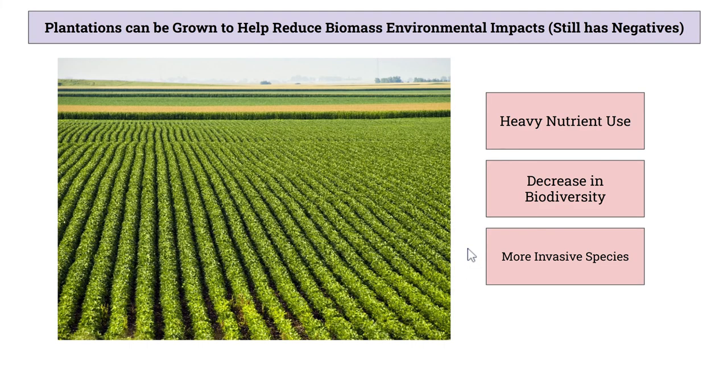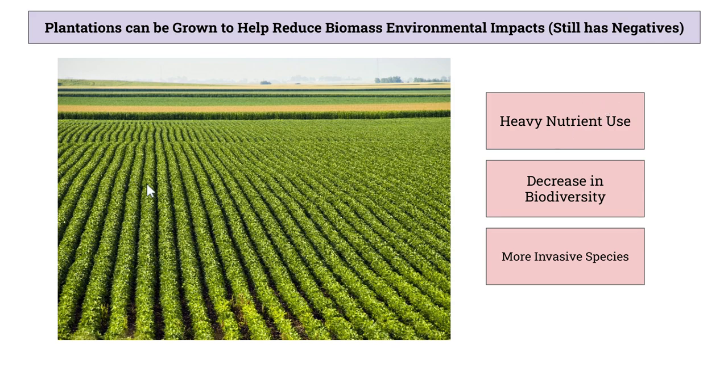Now, to try to offset these deforestation and ecosystem impacts, a lot of times what nations will do is try commercial farming in order to grow biomass. And this can help reduce some of the biomass environmental impacts, like overall ecosystem destruction, besides the initial destruction to build this commercial farm. However, it does lead to other issues such as heavy nutrient use.